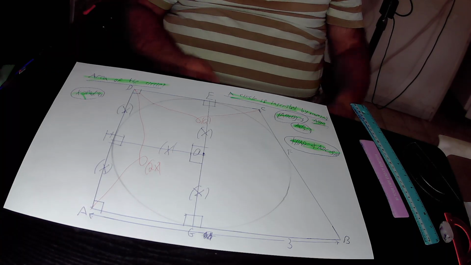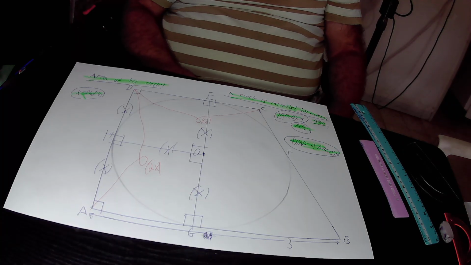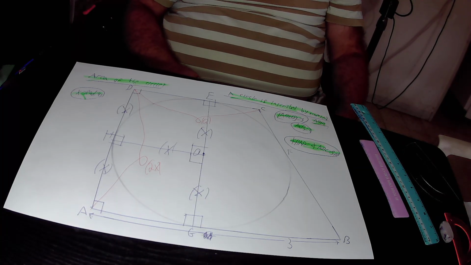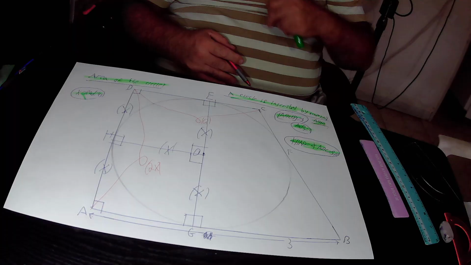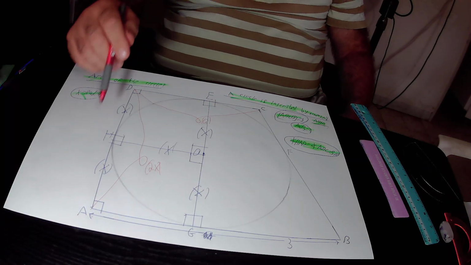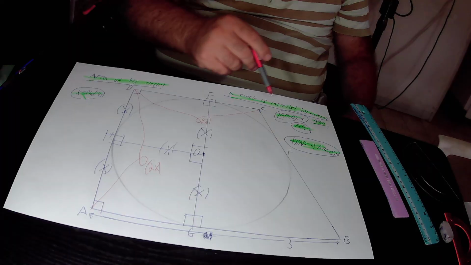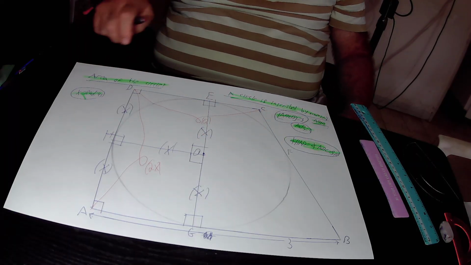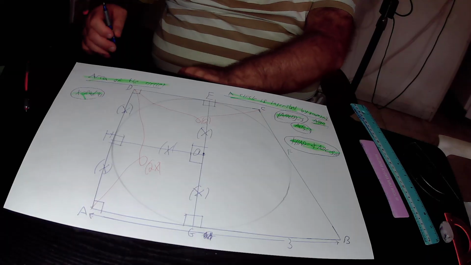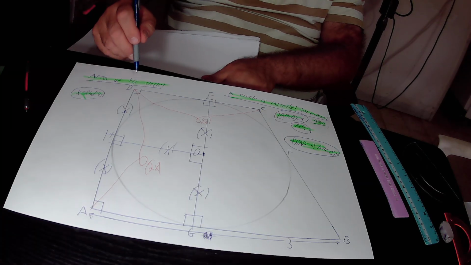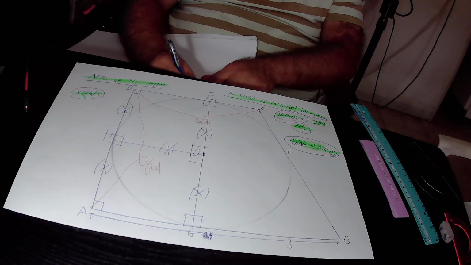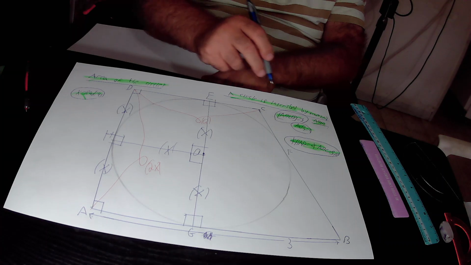So I will not repeat the proof, and we will use it in this lecture. We already proved that DA plus CB equals DC plus AB. So write it down: DA plus CB equals DC plus AB.